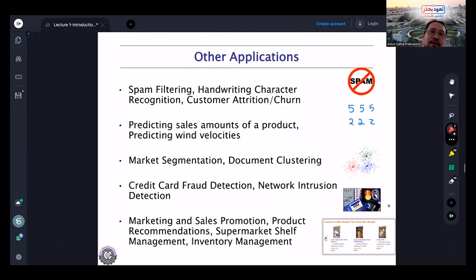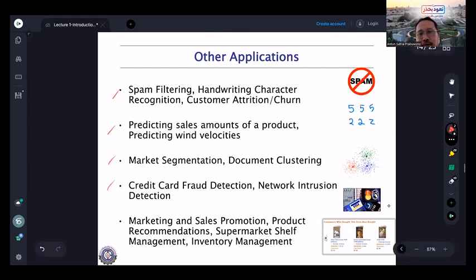These are the other applications: spam filtering, handwriting character recognition, pattern recognition, customer acquisition or churn, predicting the sales amount of a product, market segmentation, document clustering, market clustering also, and credit card fraud detection.